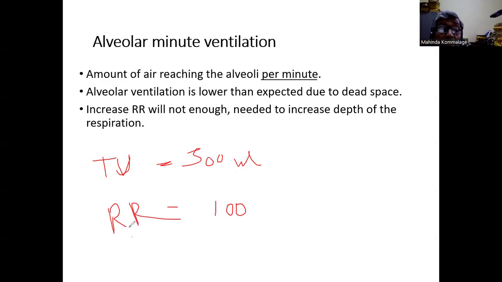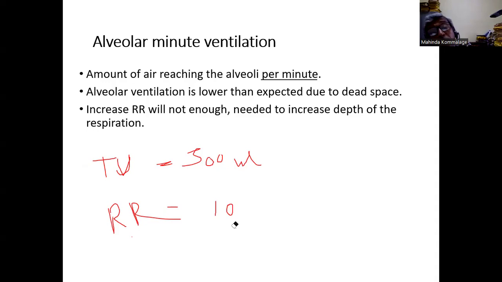Tidal volume 500 milliliter, respiratory rate not 100, respiratory rate is 10. So what's the volume that we will take in 1 minute? Like cardiac output. Respiratory rate means rate per minute. What's the total volume we really get per minute? 5,000 milliliter. 500 into 10.